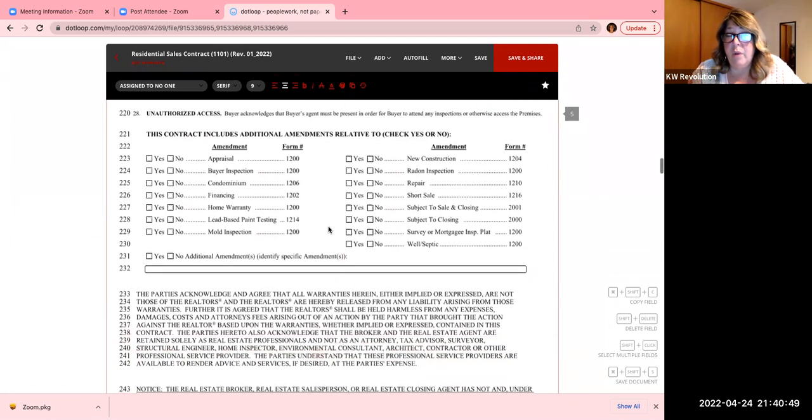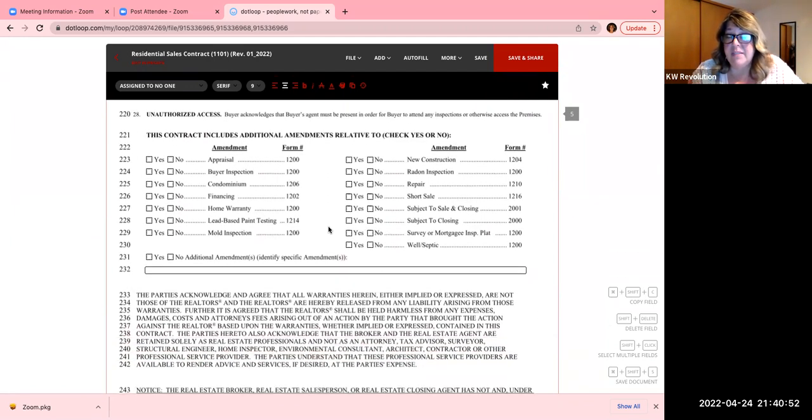This page here is all the questions. This is all the amendments. So all of these are, I will purchase this home for $200,000 if. These are all the ifs. If it appraises, if there's nothing major in the buyer's inspection, if the condo association will accept my buyer, if the financing goes through, if the seller will provide a home warranty, if the lead-based paint testing comes out okay, if there's not a mold issue that you don't fix, if you do the new construction amendment, if the radon test isn't too high, and or if you mitigate it.